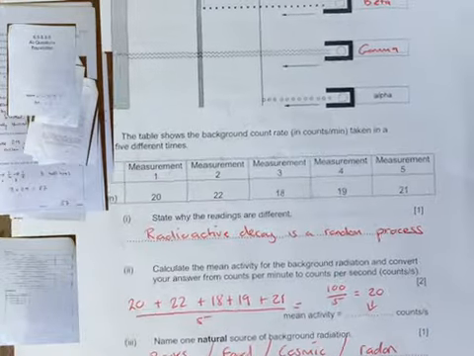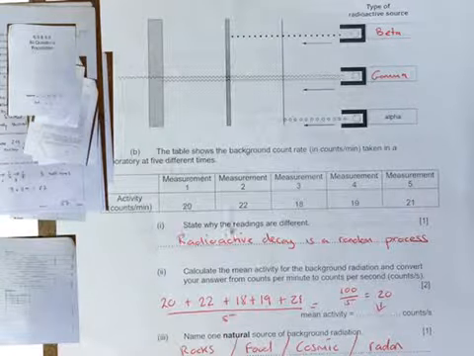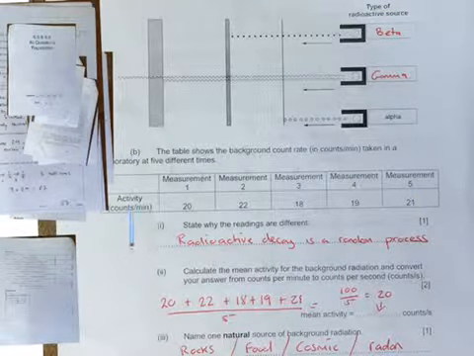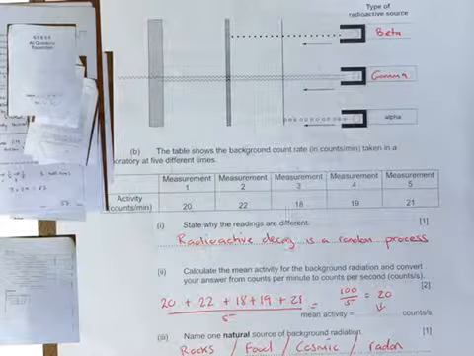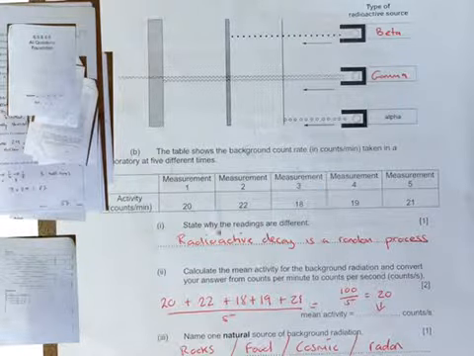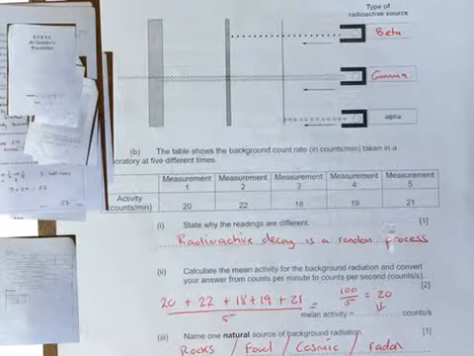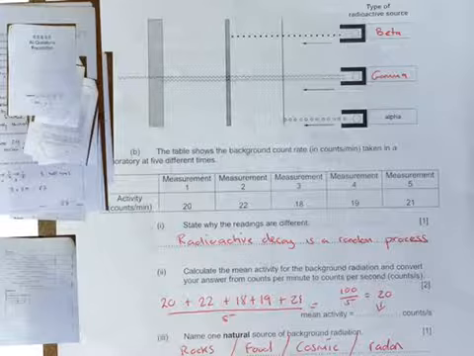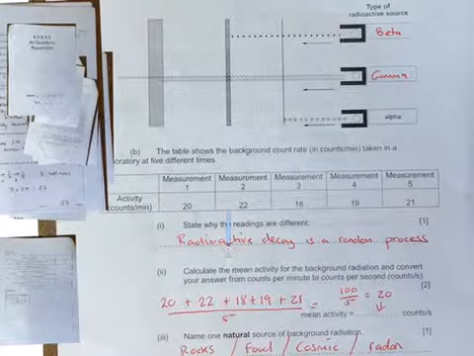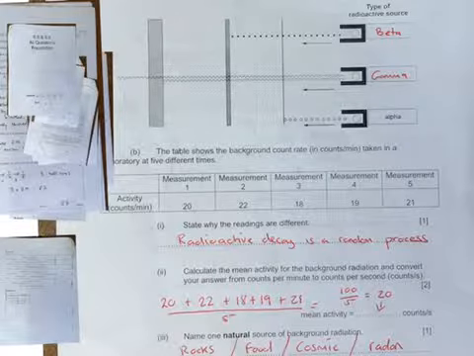State why the readings are different on these measurements. So you've got someone taking the activity, and they've wanted to take a mean there. Why are they different? Because it's a random process. You cannot predict radioactive decay. You can predict it over time, and you can predict it with a lot of results. But at any one result, you can't predict because it's such a random process.